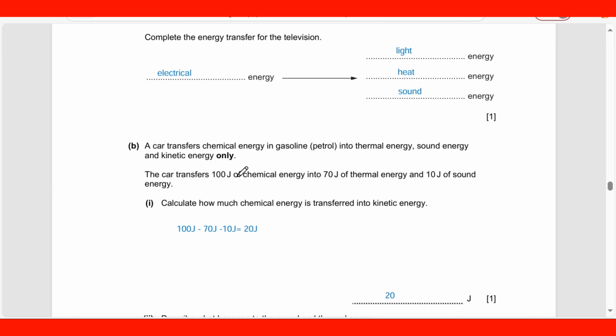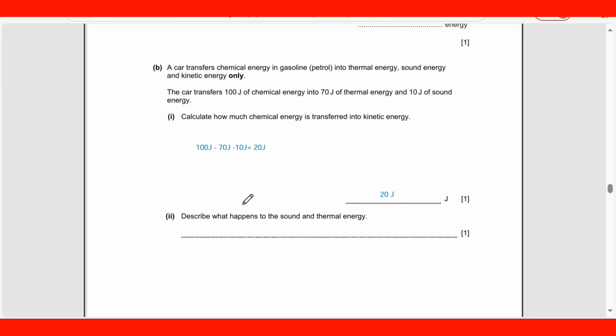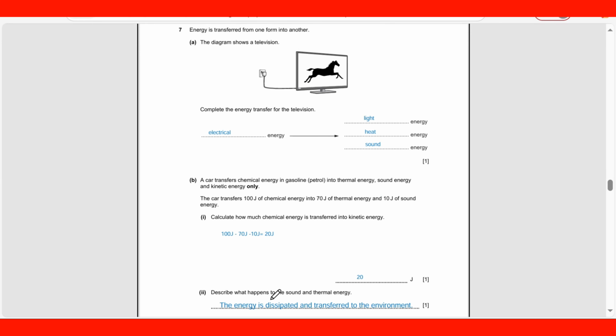Because that is the word only in bold, it means we assume that the chemical energy is only transferred into thermal, sound, and kinetic. So they should total up to 100. Alright, let's move on. Okay, let's move on to B part 2. Describe what happened to the sound and thermal energy. Let's check out the answer, guys. Well, the energy is dissipated and transferred to the environment.